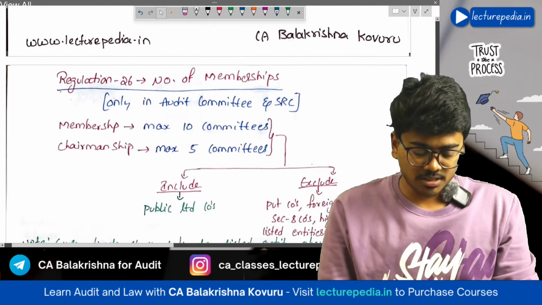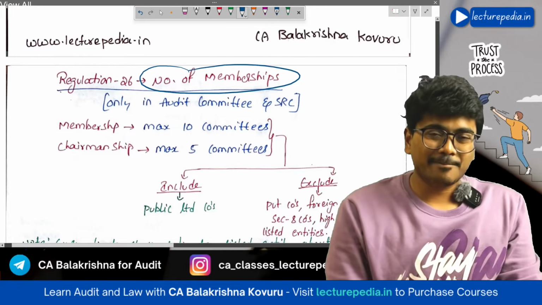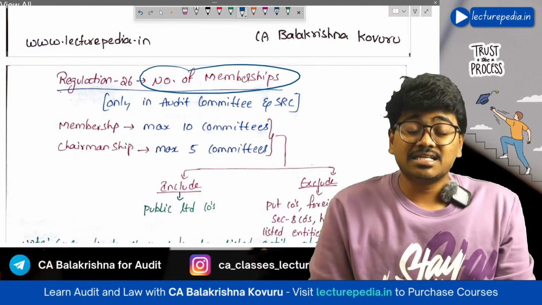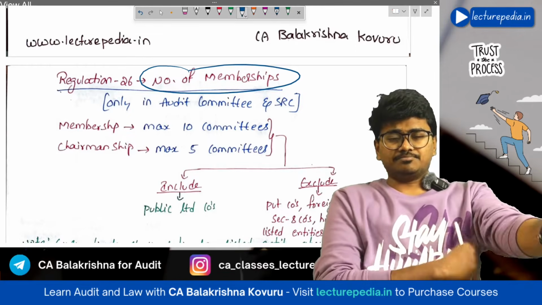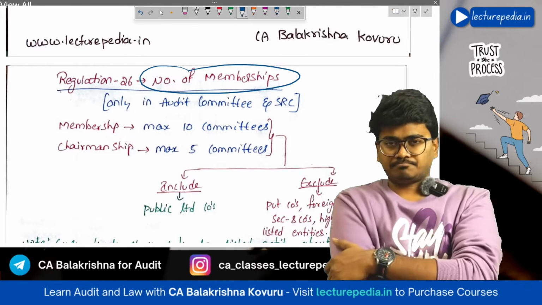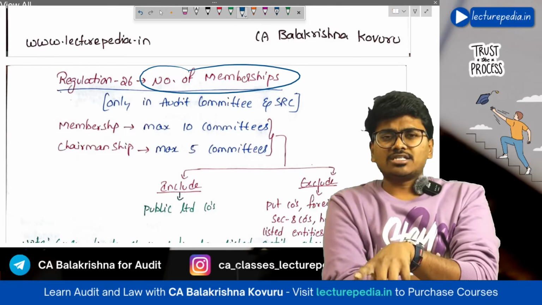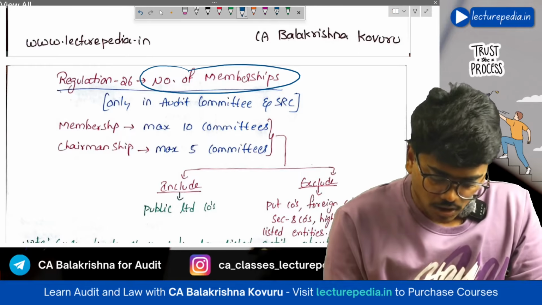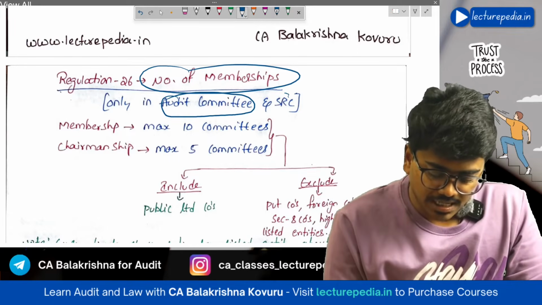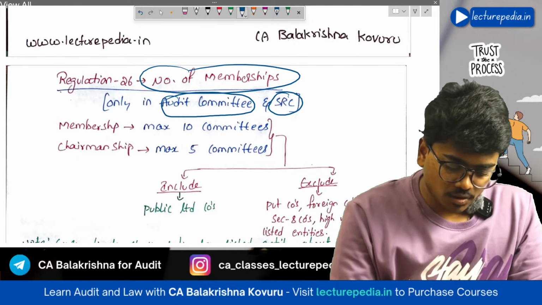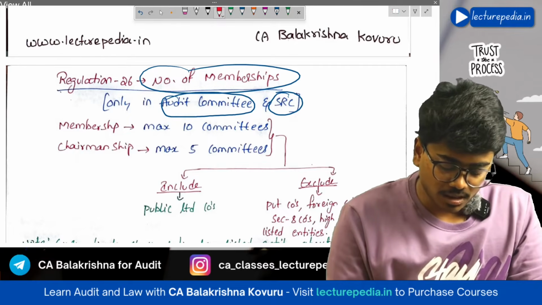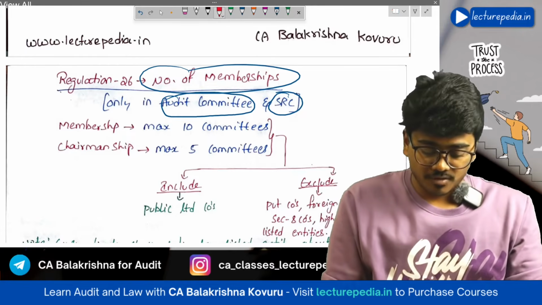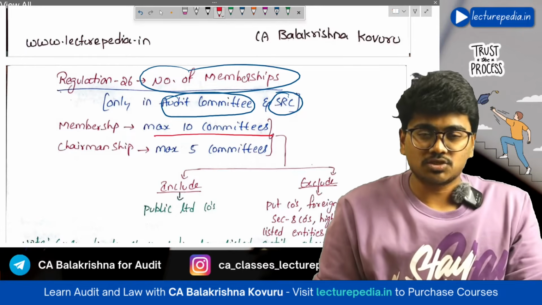Next, regulation number 26, number of memberships. Memberships of what? Memberships of committees. Now, in the company, there will be various committees. Here regulation 26 speaks only about 2 committees. They are audit committee and stakeholder relationship committee. Now a person can be member of maximum 10 committees only.